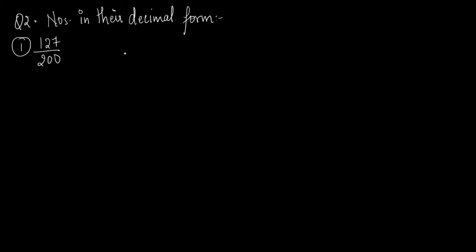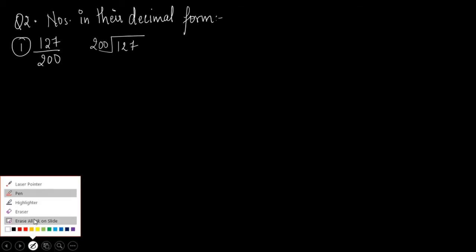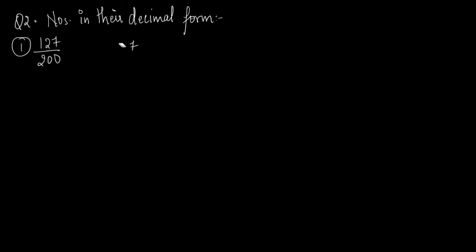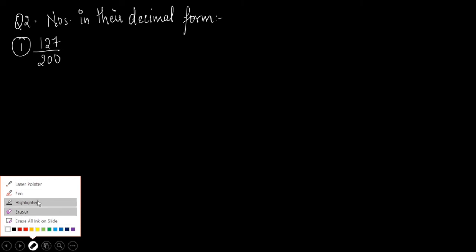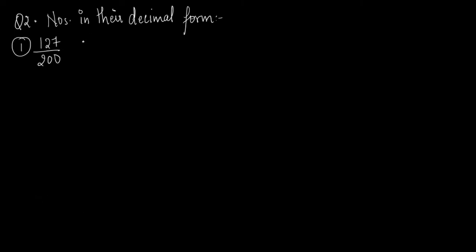Don't go by the donkey's way, that is, don't go and sit and divide this number, 127. Don't do this. This is going to take a lot of time. Instead, what you can do is you can just simplify this sum. How do you simplify this sum? This sum can also be written as 127 upon 100 multiplied by 2.